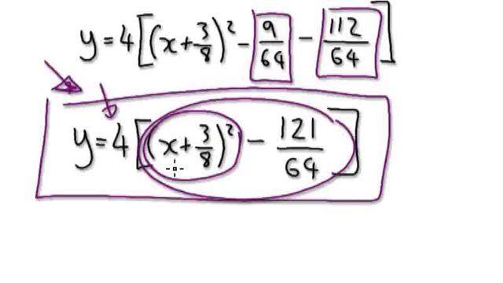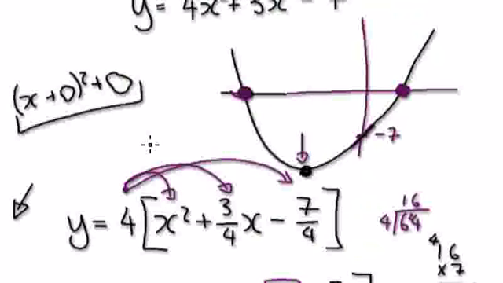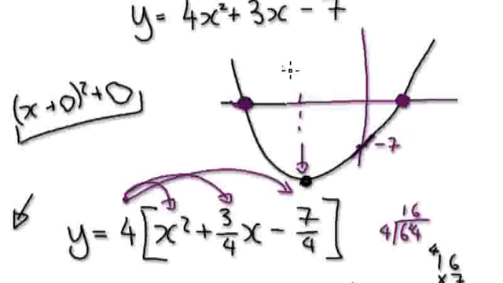Now, if I throw in minus 3 over 8 for x, then this thing will be the smallest possible. So when x is minus 3 over 8, that will give you the smallest possible value that y could be. So the x value here would be minus 3 over 8.